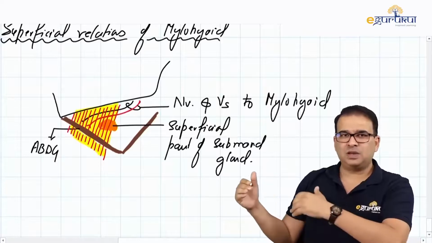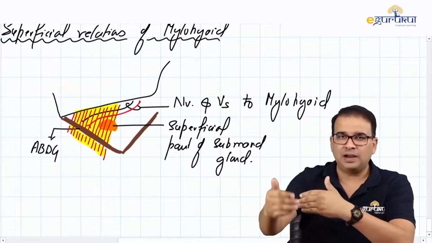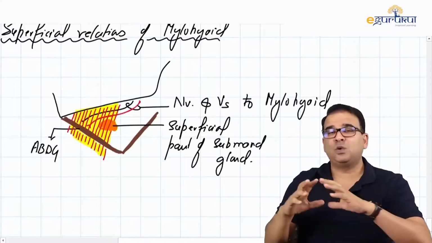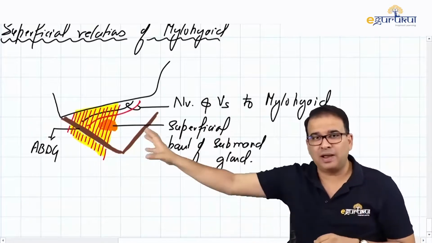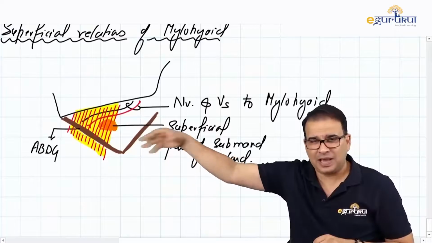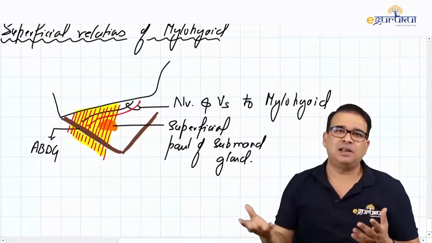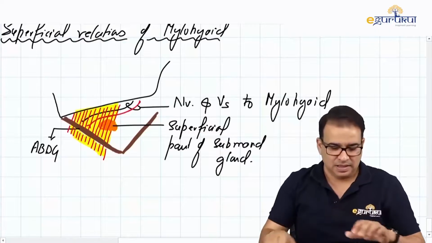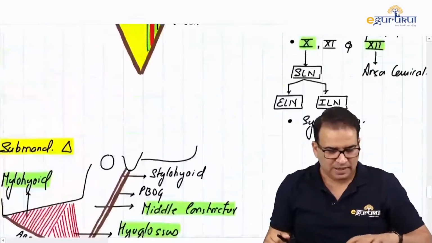So with this we conclude the structure superficial to mylohyoid, deep to mylohyoid, superficial to hyoglossus, deep to hyoglossus. And guys, what triangle are we discussing right now? This is all what triangle? Digastric triangle. So everything that we discussed here, they are ultimately contents of digastric triangle only. They are all contents of digastric triangle. Just to conclude that, let me show you one picture.